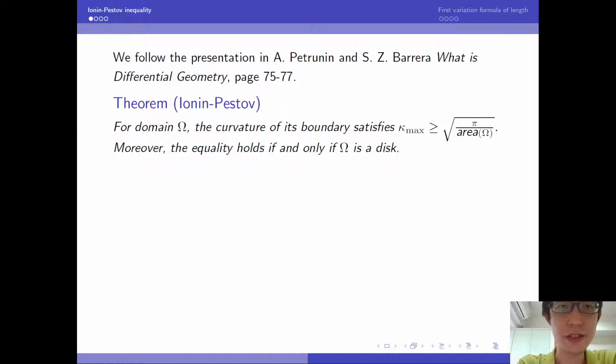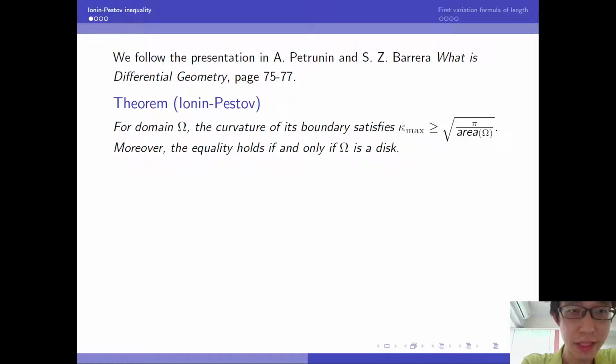This video is a supplement to my second lecture. I will prove the Ionin-Pestov inequality and the first variation formula for length in this video. So first, let's deal with the Ionin-Pestov inequality. I will follow the presentation in the textbook of Ionin and Barrera.